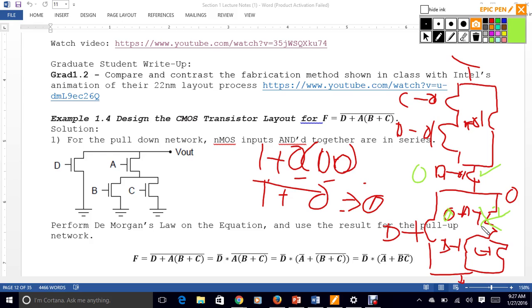So then we're going to check D. D is 1. So what does that mean? Is the NMOS on? Okay, D is 1, so that means it's on. So we automatically have a flow to the output. So we have correctly designed that circuit.